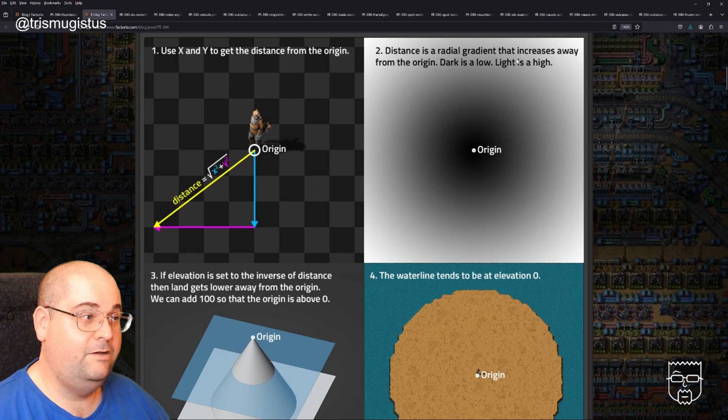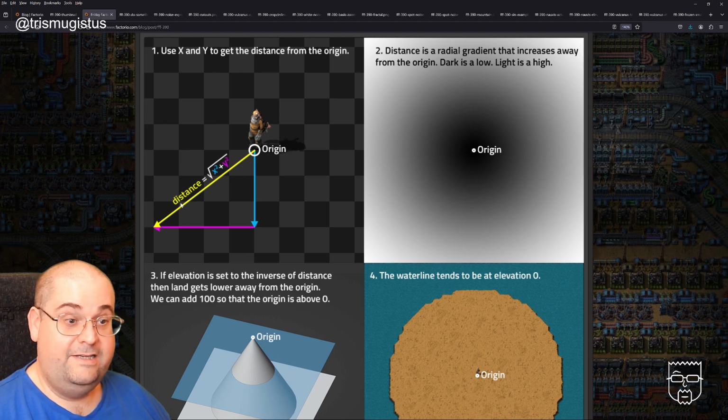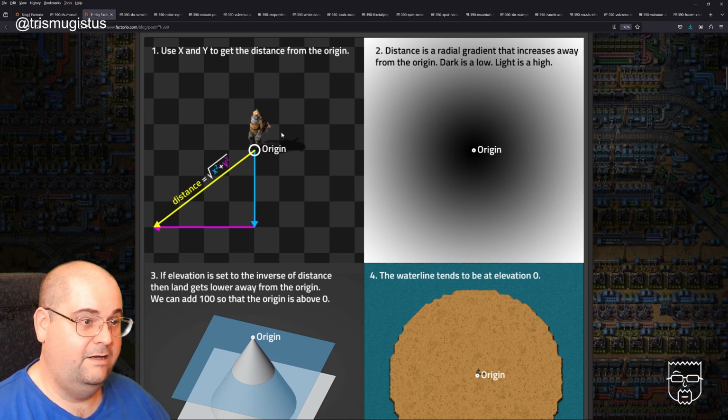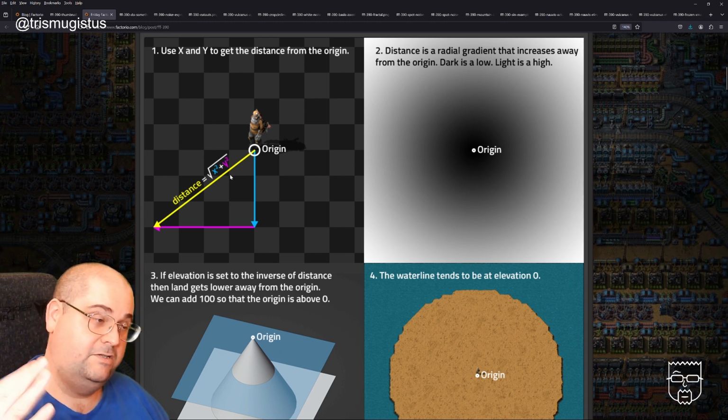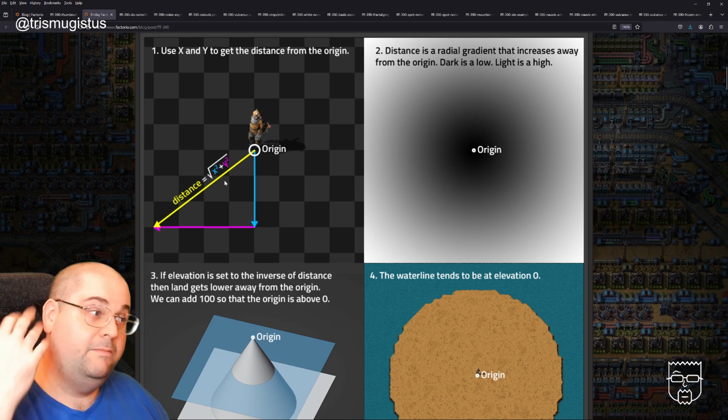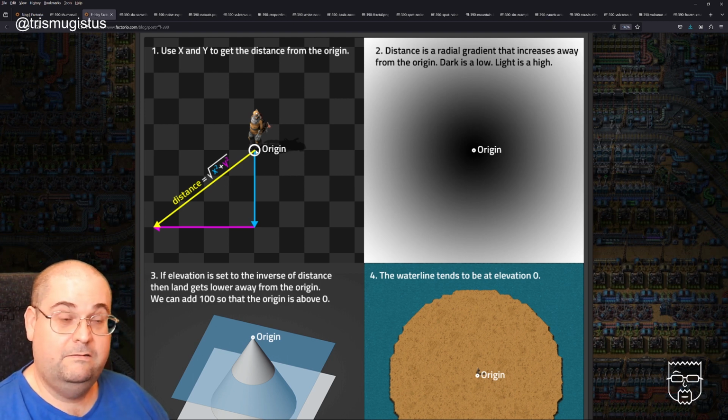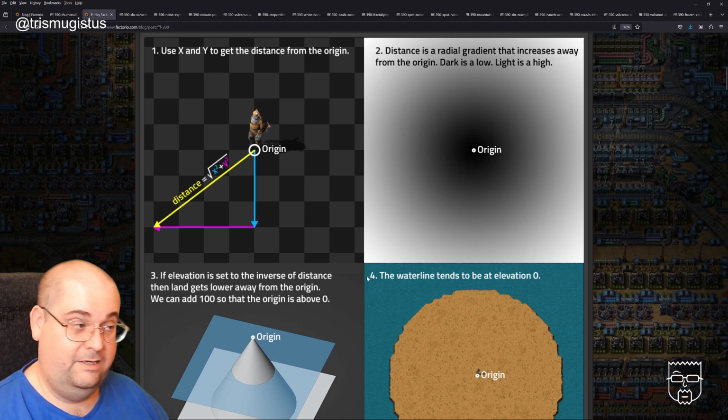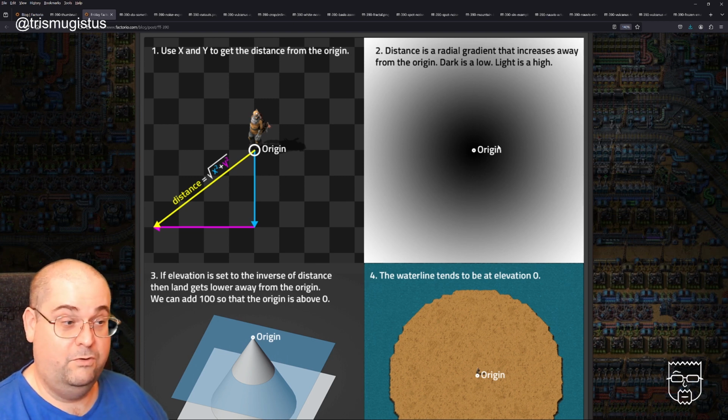So distance is a radial gradient that increases away from the origin, dark is low and light is high. Once you do this, you can work out a distance for every single xy point on this grid. What they're saying is that for low numbers, and there's obviously some sort of 50-50 point, low numbers are dark, so the origin is going to be black. And as far as infinity, so as far as you could possibly get away from it, it would be white. Obviously, you can't really reach that. And that's just to show you what's going on, really.